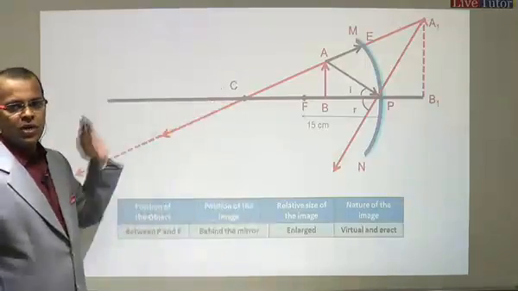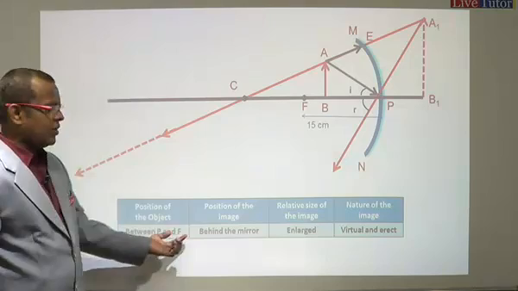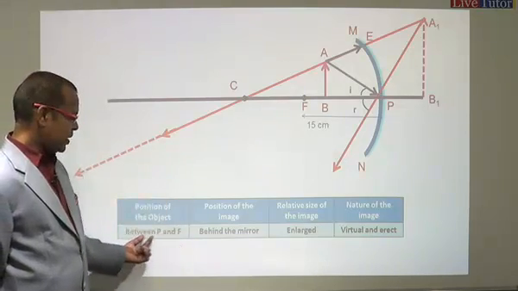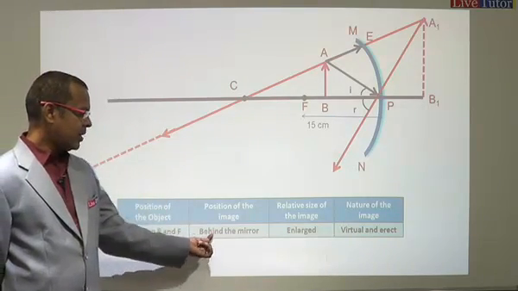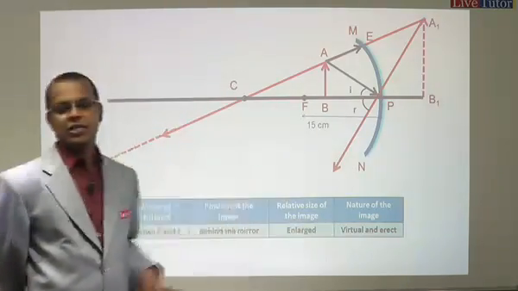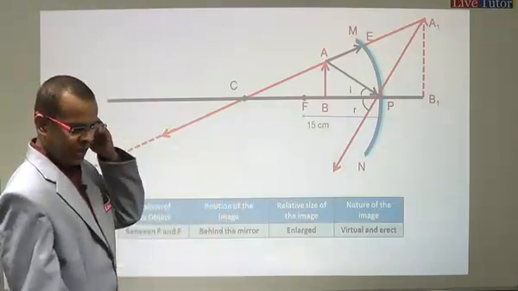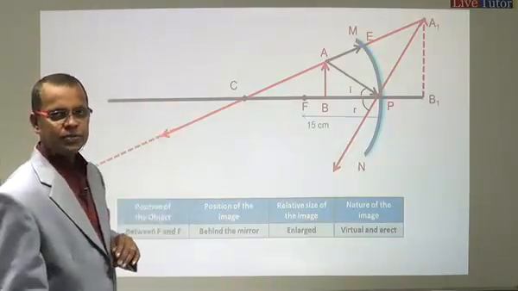It's very easy to locate. Is it clear now? Right? This is the point you have to remember from the tabular column. Between P and F, the position of the image is behind the mirror and it is enlarged, virtual and erect. These are the points they are asking you. Is it easy? Have you understood this?